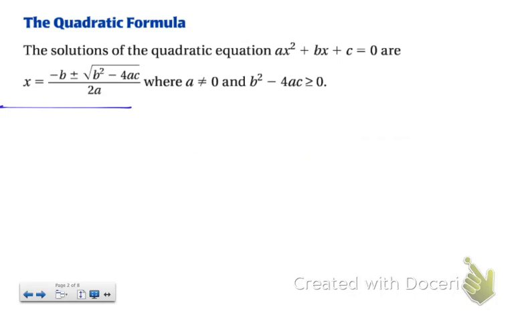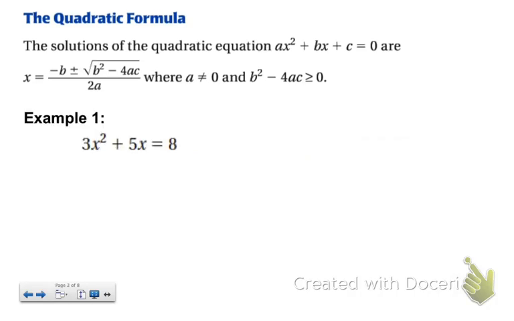Now that seems like a crazy formula. I actually have a song that we'll learn to help you remember it. Remember when it says a is not equal to 0, it's just talking about how we can't have a 0 in the denominator. And b squared minus 4ac is greater than or equal to 0. All that means, think about if there was a negative number under the square root, then it would be no solution. So that has to be greater than or equal to 0.